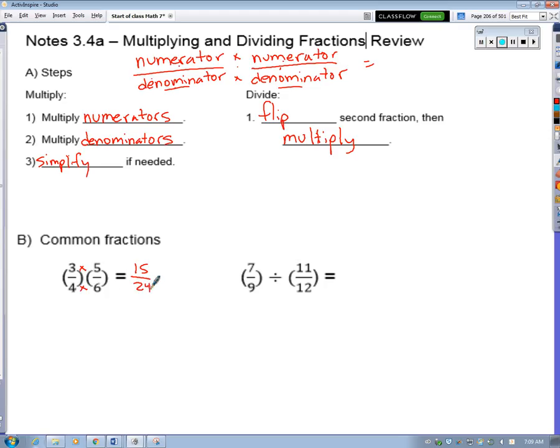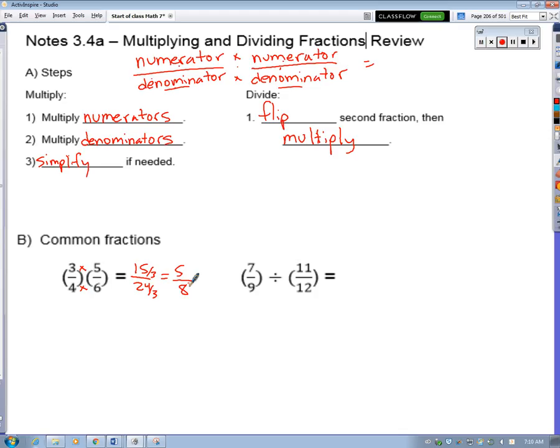Okay. Now, we've got a fraction that we can simplify. If you look at 15 and 24, 3 goes into both of those numbers. Okay, so if I divide 15 by 3, I'm going to make a little divided sign, a little slash. 15 divided by 3 equals 5. 24 divided by 3 equals 8. And that's our simplified fraction.